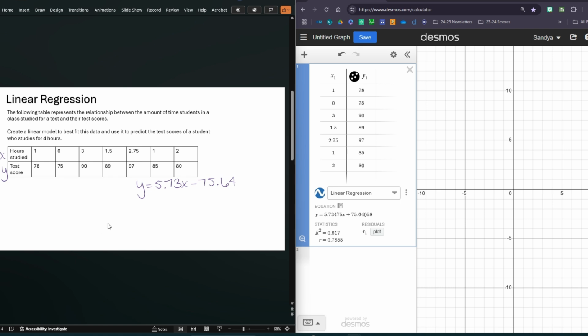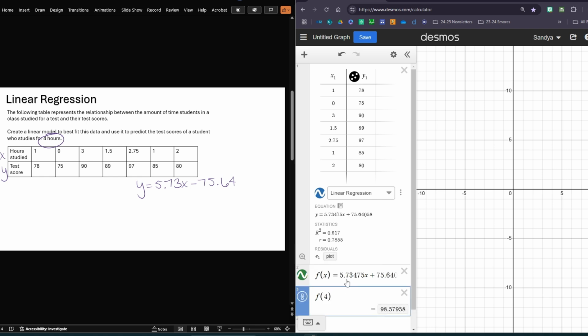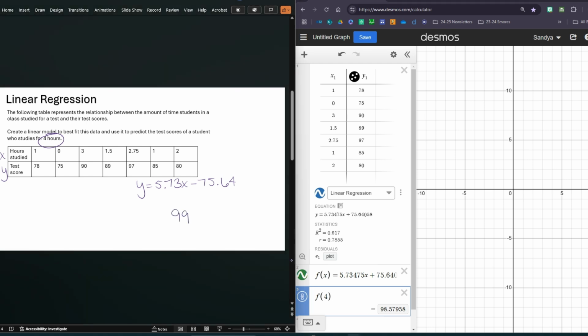Now that I have my equation, I can use Desmos to predict the test score of a student who studies for 4 hours. I click this little equation button right here, and instead of y equals, I'm going to write f of x. Once I have f of x equals this equation, I can substitute in 4 for x. I just type f of 4 and Desmos computes that for me. You can see it's 98.57, but all these test scores are written as integers, so I'm going to round that to 99. That would be the test score of a student who studies for 4 hours.